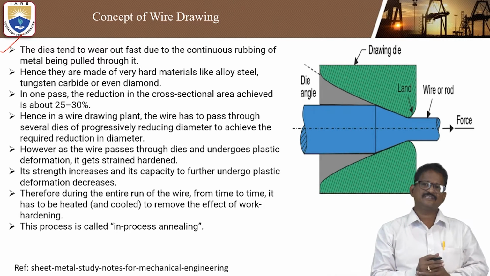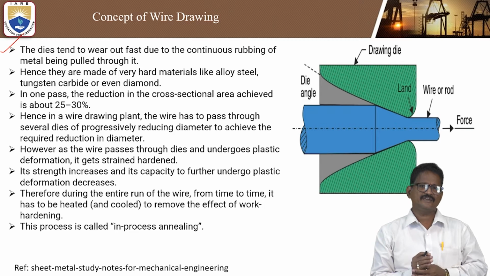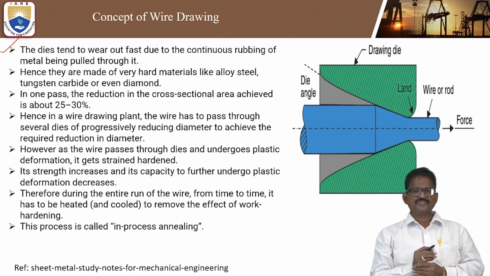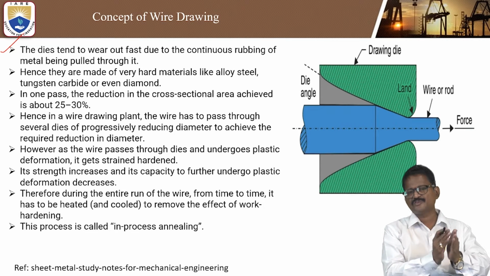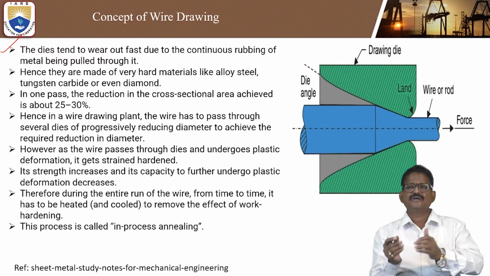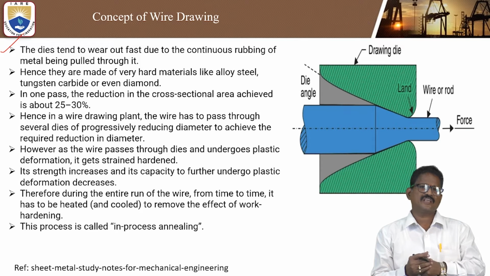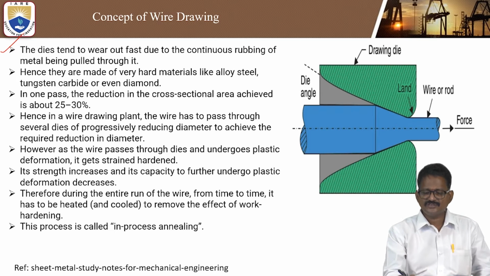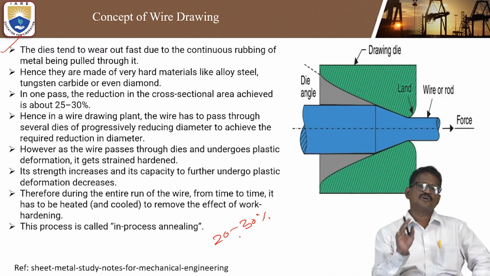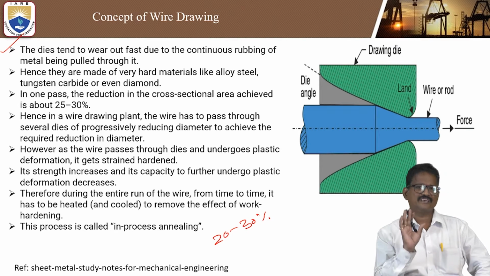That is another interesting point we would like to add. Another thing is, for a single pass, you should also calculate how much the diameter can be reduced. The cross-sectional area reduction achieved is about 20 to 30%. So for a single pass, the maximum reduction that takes place is only 20 to 30%.